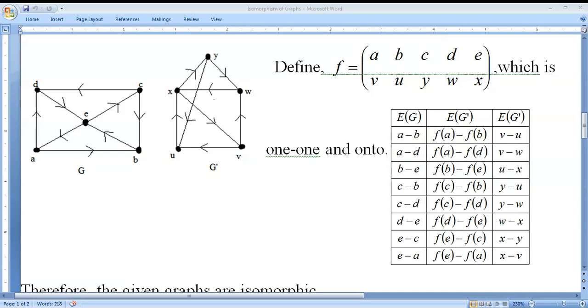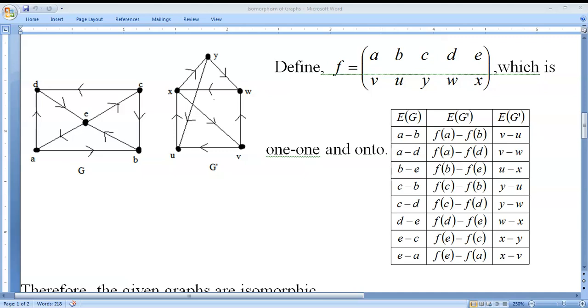If you take W, for W in degree is 2, out degree is 1. We need in degree 1, out degree 2. If you take X, for X the in degree is 2. If you take Y, for Y the in degree is 1 and out degree is 2.